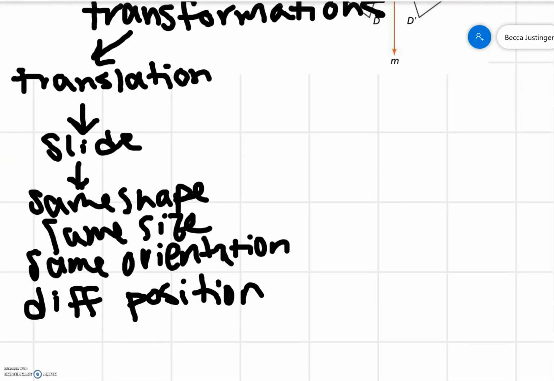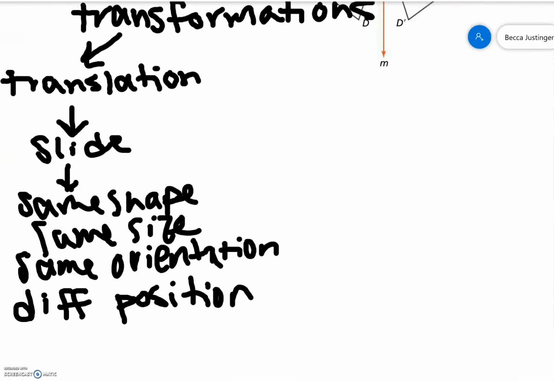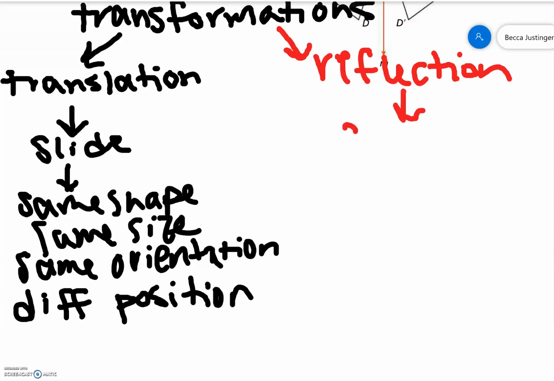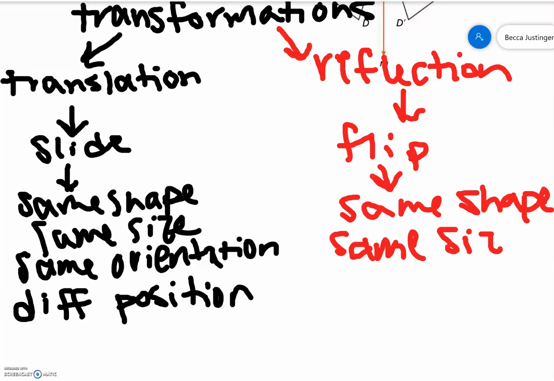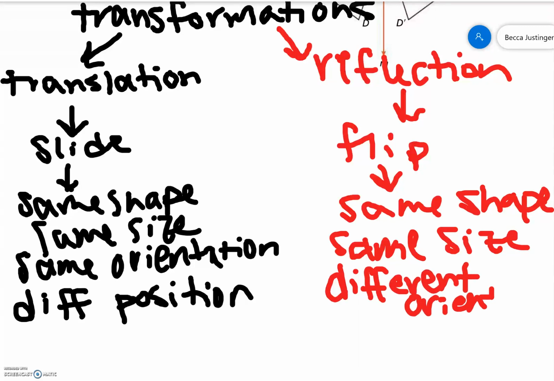Now we learned about reflections. So it's another type of transformation. A reflection is a flip. So it still has the same shape, and it still has the same size, but a different orientation. So it's going to face a different way. Different orientation. And it's also in a different position.